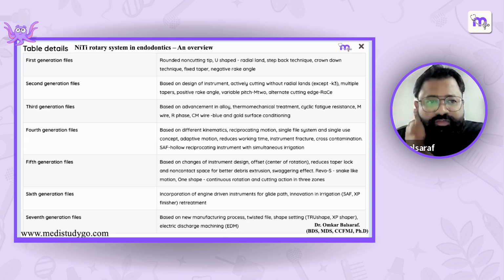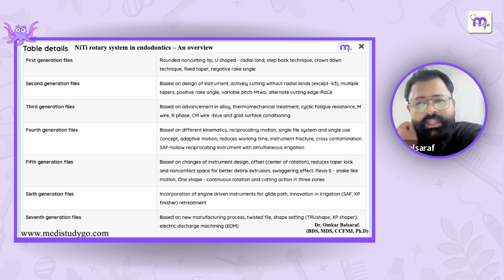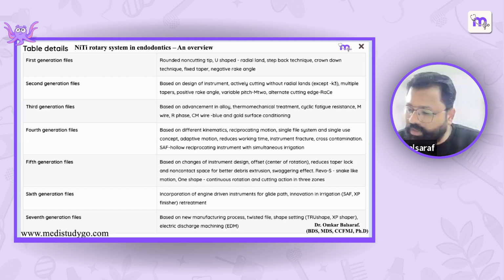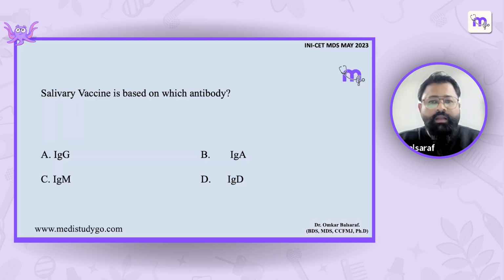Please be aware of all these concepts because they can ask you anything from this. They can ask you where the M-Wire technology is being used. It was used in the third generation. So likewise, you can get any kind of question. What we have got here is the fifth generation. All right, so we have got many answers right in this particular question.